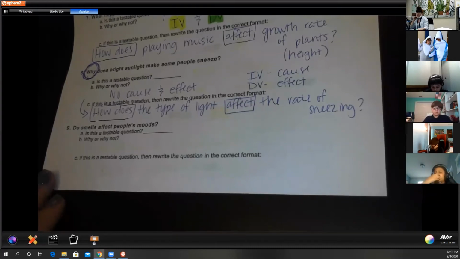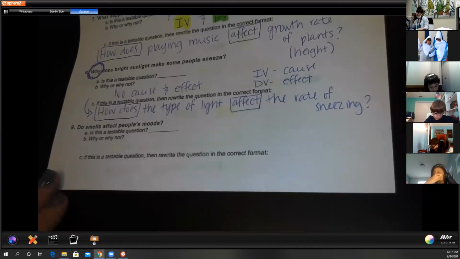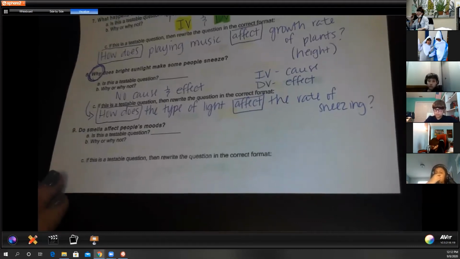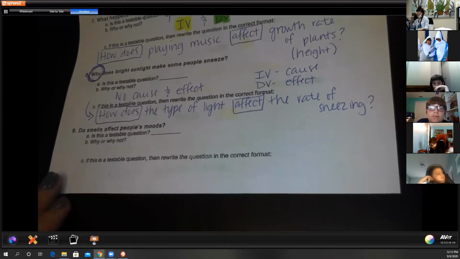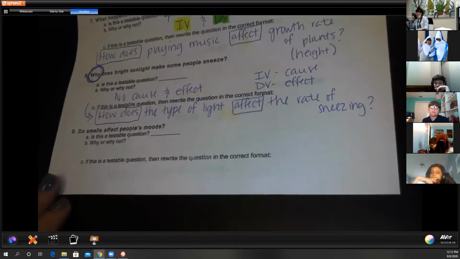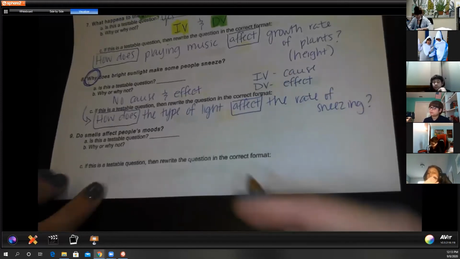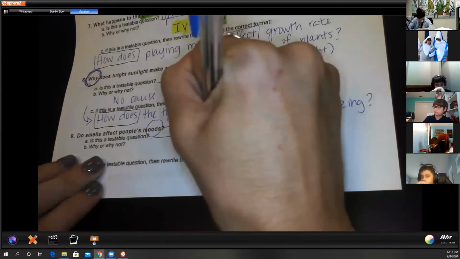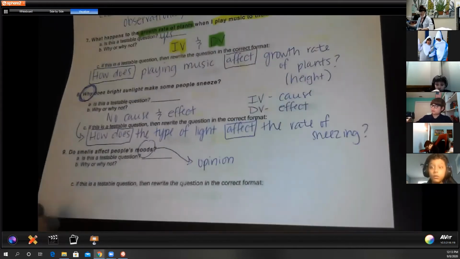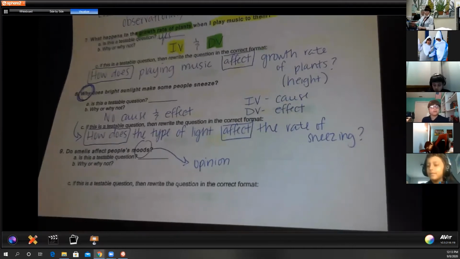Because it's not really possible for a smell to affect people's mood. Well, let's think about the word mood. What about the word mood would make it hard to be testable? Anybody? Because it depends on the certain type of person. So mood is an opinion, right? No, it's not. Yes, it is. If you have Lysol, your mood is an opinion because it's based on you.